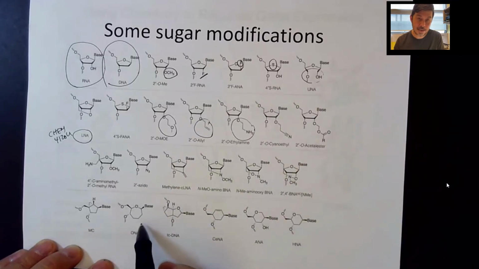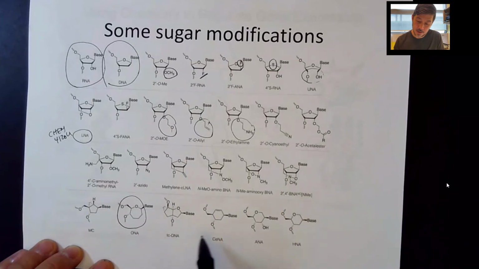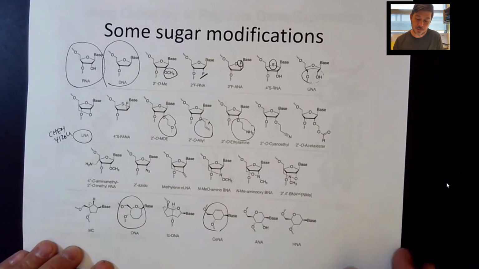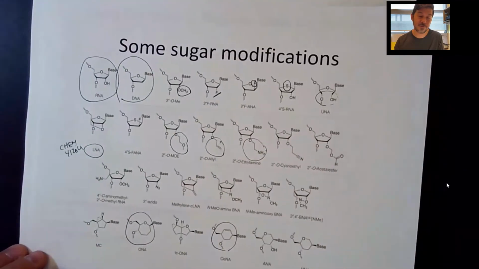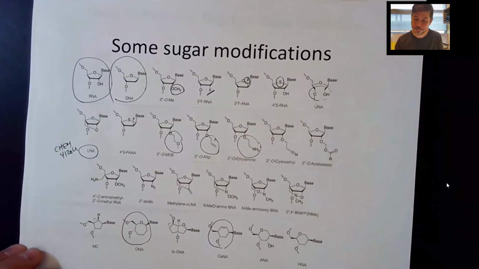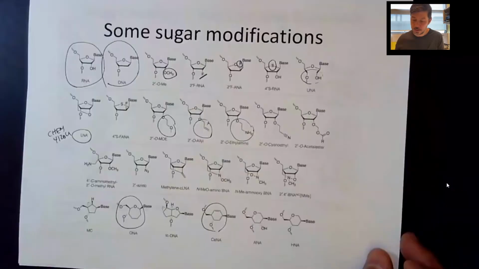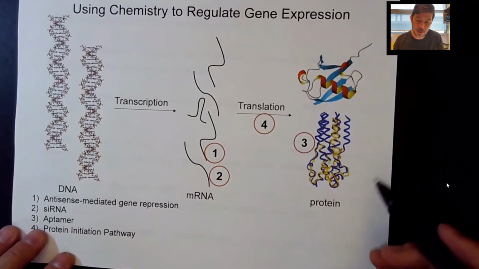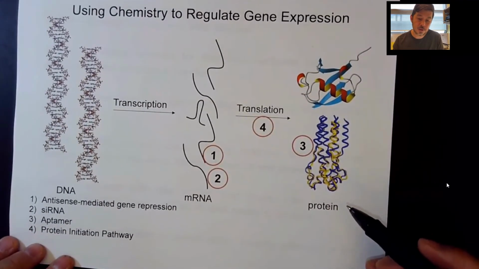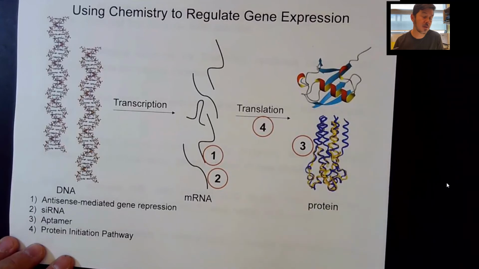You can also change the size of the sugar. Here you have a 7-membered ring. Here you have the 6-membered ring that doesn't really look anything like a ribose or a deoxyribose. So it's really interesting to see what effects these have, not only biophysically, but how they could be used for various applications as well. Since we're going to be focusing a lot on applications, in particular therapeutic applications, it's important for us to understand how we can use chemistry within oligonucleotides to regulate gene expression.